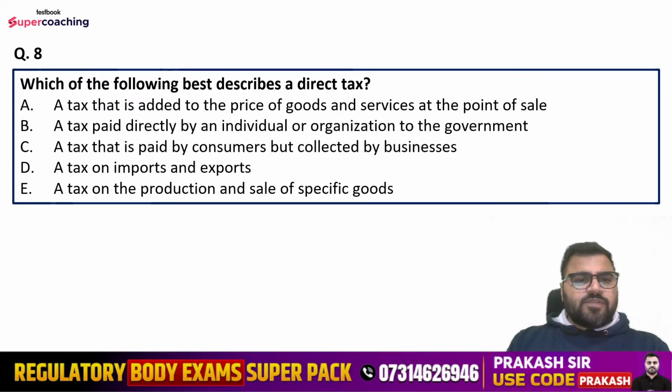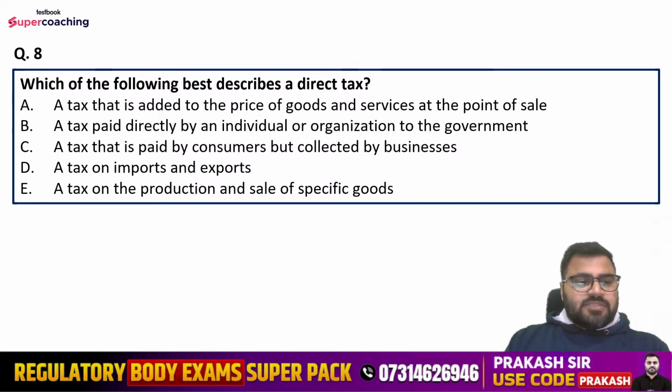Question number 8 is which of the following best describes a direct tax? Options are a tax that is added to the price of goods and services at the point of sale, a tax paid directly by an individual or organization to the government, a tax that is paid by consumers but collected by businesses, a tax on imports and exports, or a tax on production and sale of specific goods. So read the question carefully. We are talking about the direct tax. Let me know what do you think, what can be the right explanation of the direct tax.